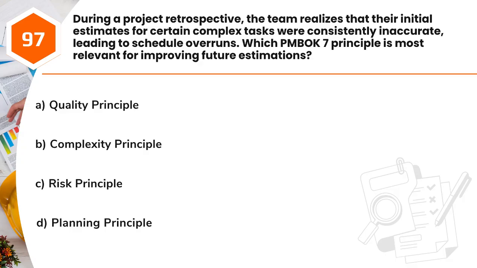Question 97. During a project retrospective, the team realizes that their initial estimates for certain complex tasks were consistently inaccurate, leading to schedule overruns. Which PMBOK 7 principle is most relevant for improving future estimations? A. Quality principle. B. Complexity principle. C. Risk principle. D. Planning principle.